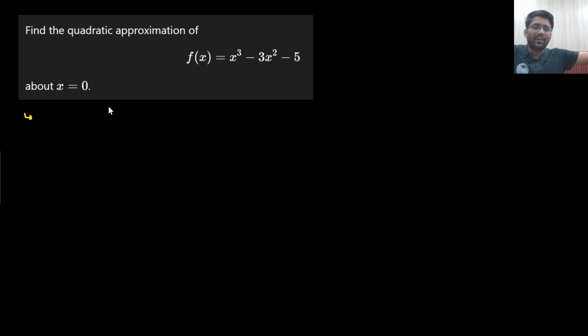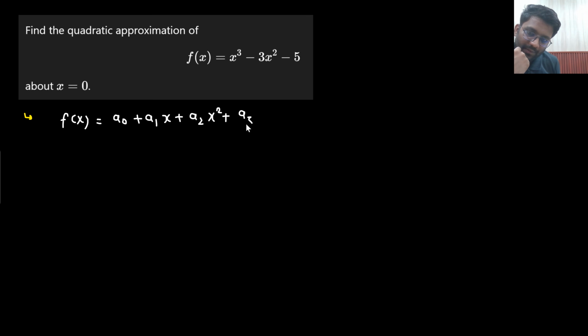Next question, you need to find out the quadratic approximation of fx. Quadratic approximation, what does that mean? That means, sir, about x equals to 0, my fx would be written as a naught plus a1 x plus a2 x square. About x equals to 0, no? So x minus 0 will be 0 only, plus a3 x cube plus a4 x to the power 4 plus a5 x to the power 5 and so on. So, sir, this is how it would be written.